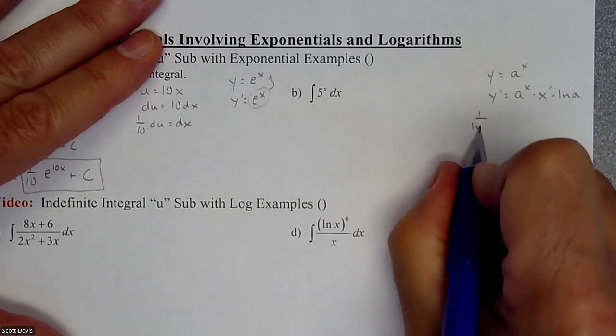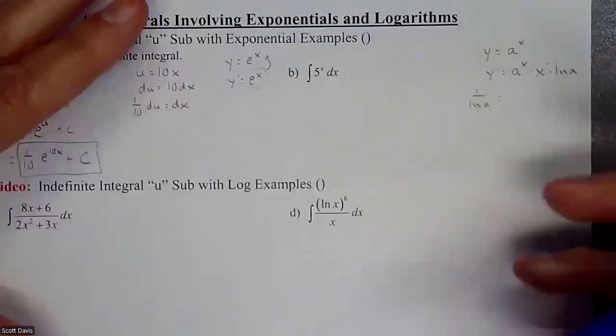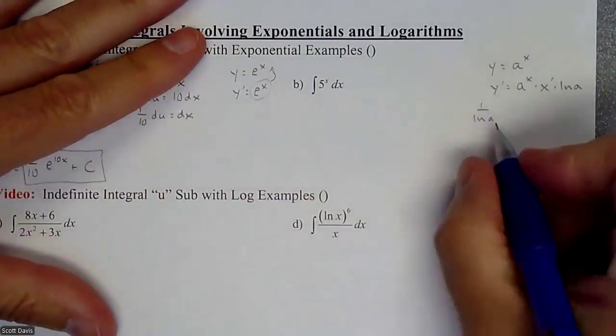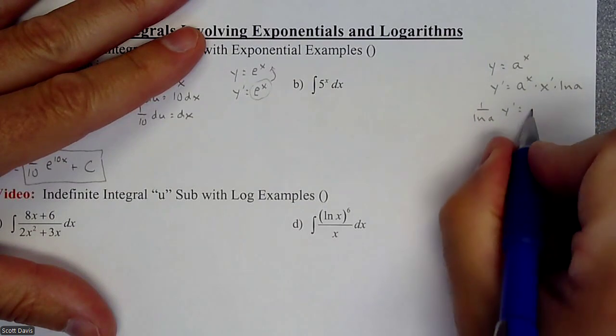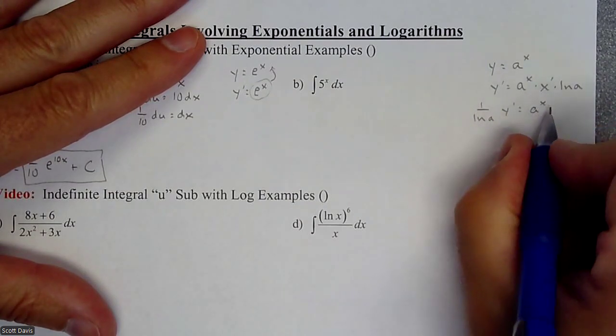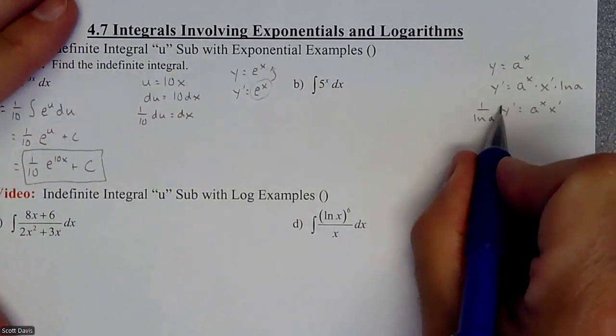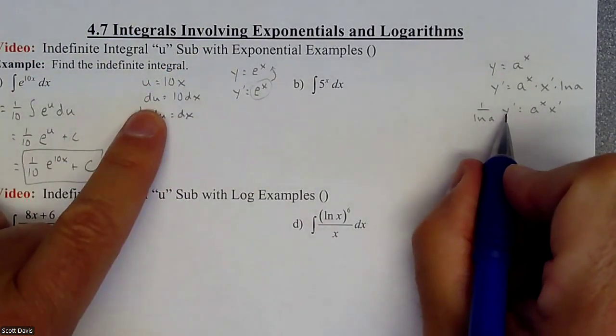So it's 1 over the natural log of a equal our y prime. And then equals a to the x, and then times the derivative of that. So that's your dx. That's your du kind of a feel.